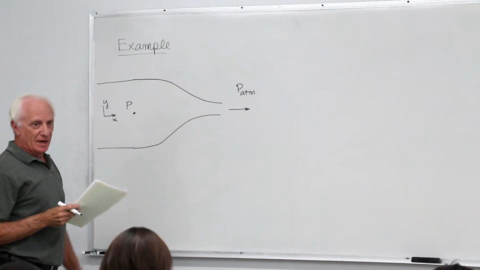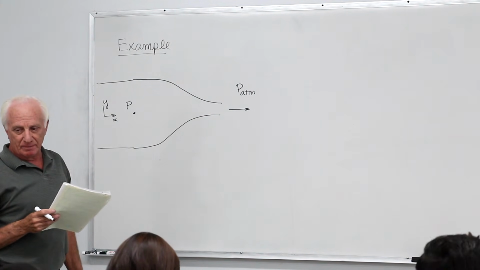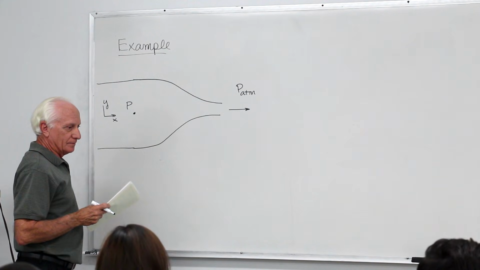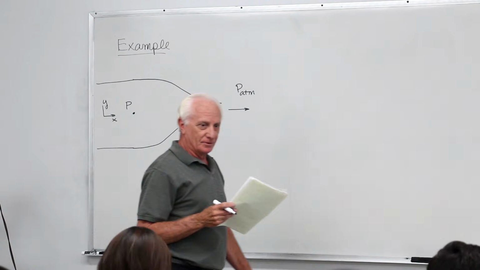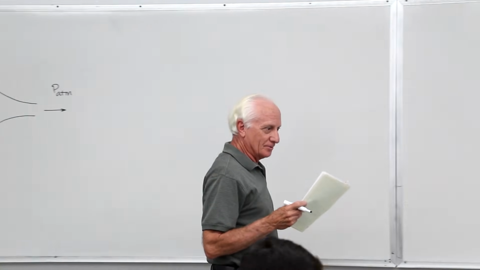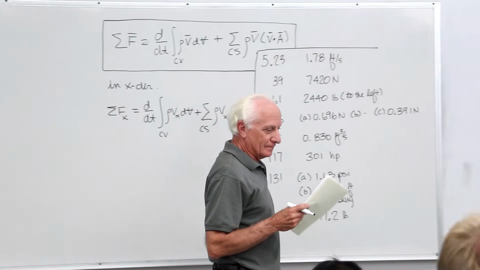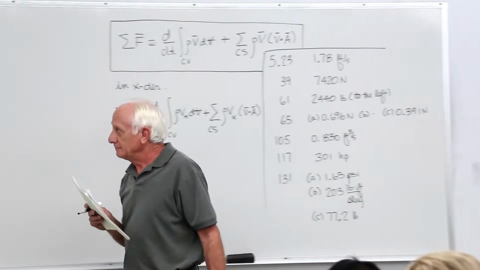Water comes out through a nozzle. This could be a nozzle in a pipe. So this is a nozzle. What's the purpose of a nozzle? The purpose of a nozzle is to accelerate the flow to a higher velocity.